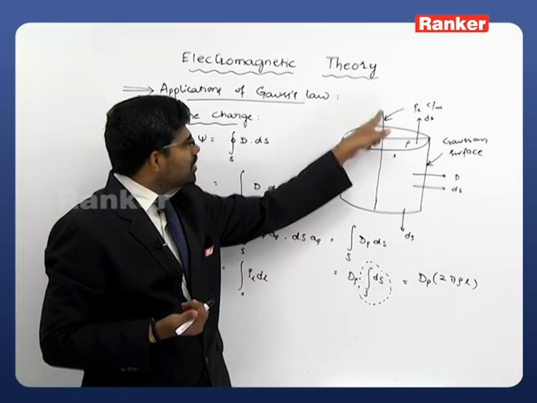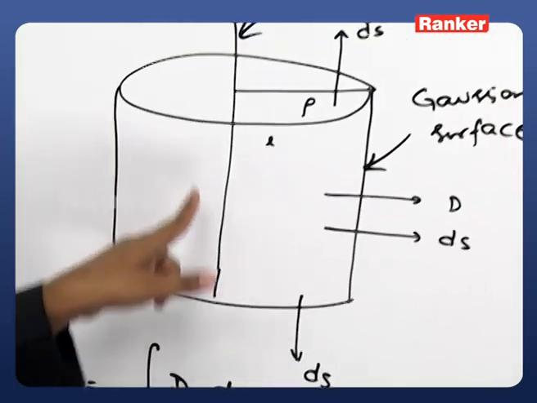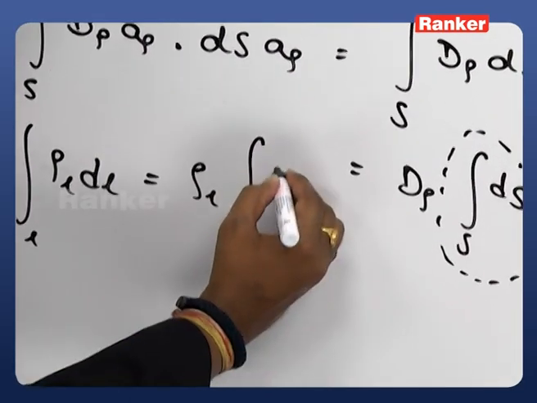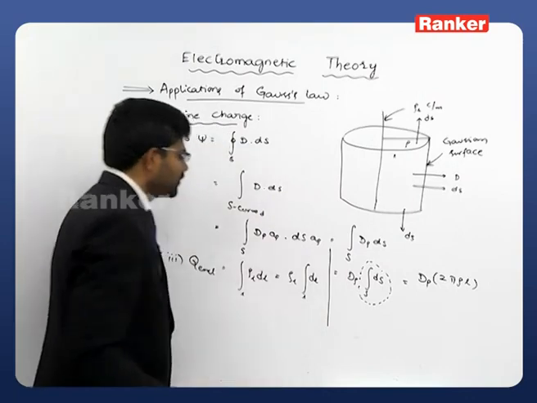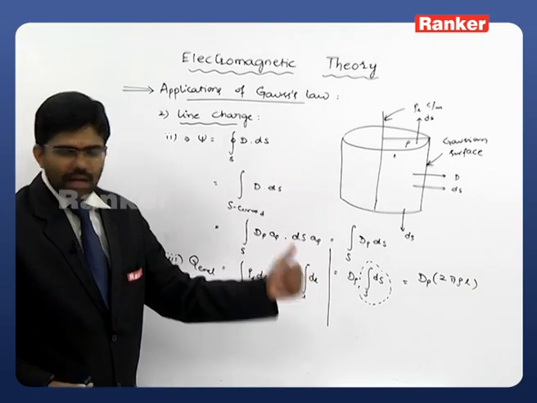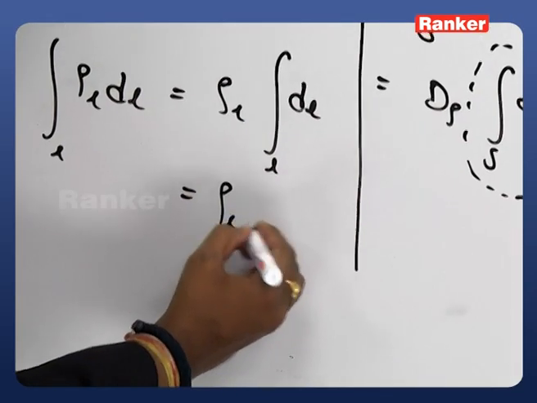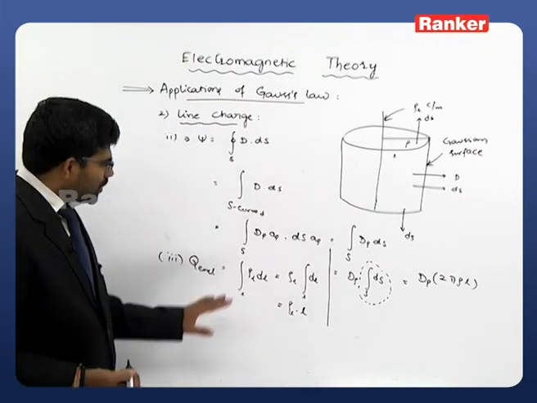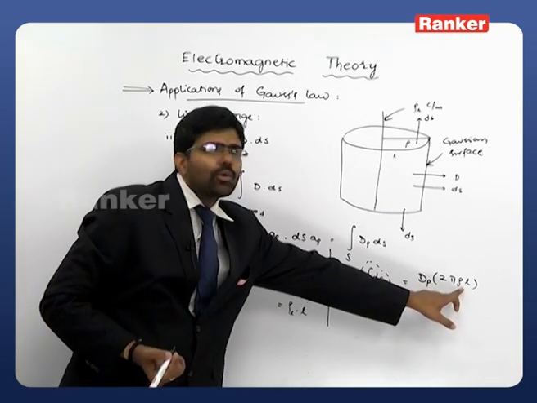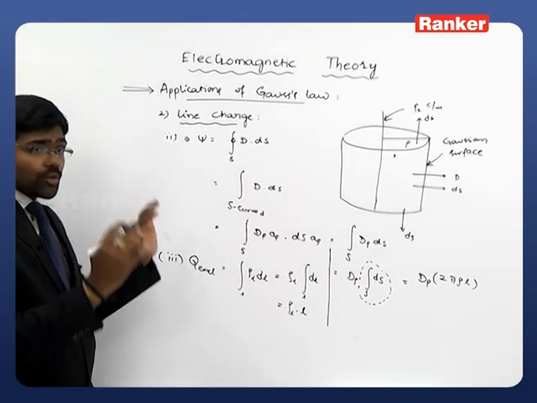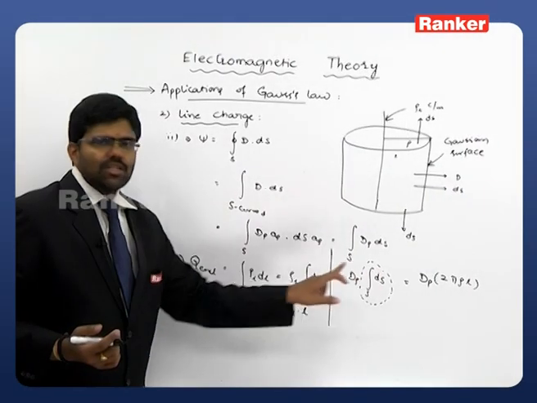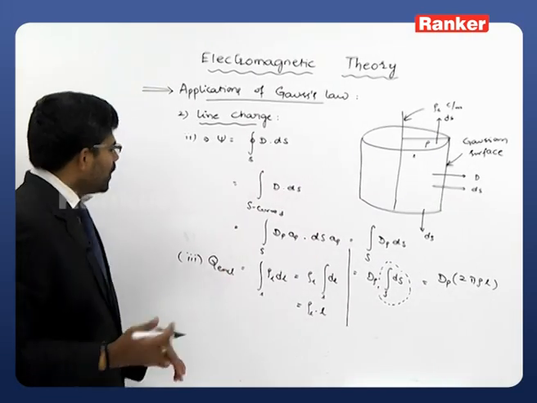Already we assumed that the charge is uniformly distributed along the line. Since it is uniformly distributed, take it as rho L times the line integral of dl. A line integral of dl always gives the length of that particular line, which is nothing but rho L into L. See, it is very simple. So we calculated the total flux leaving through the surface, that is D rho 2 pi rho L, and the total charge enclosed within the Gaussian surface, that is simply rho L into L. As per our Gauss law, equate these two, and we get the answer.